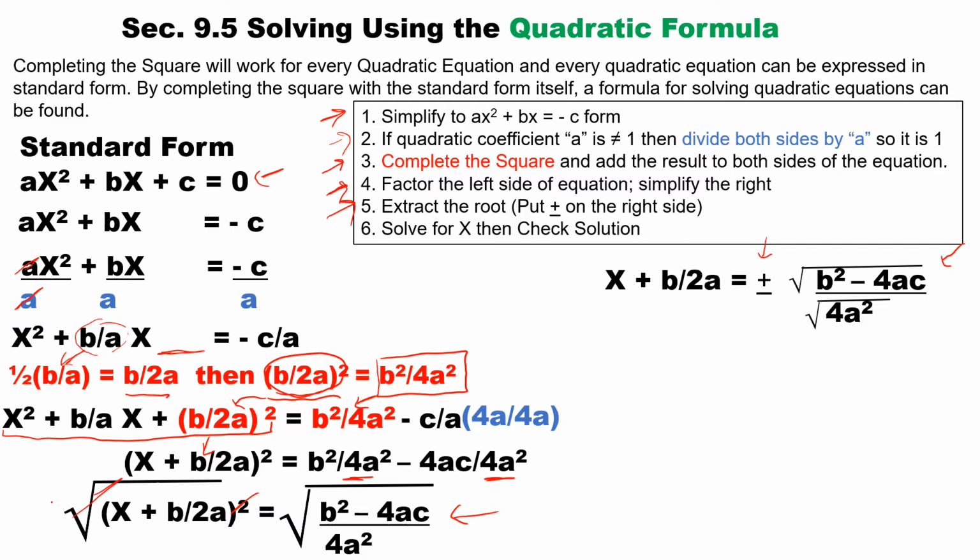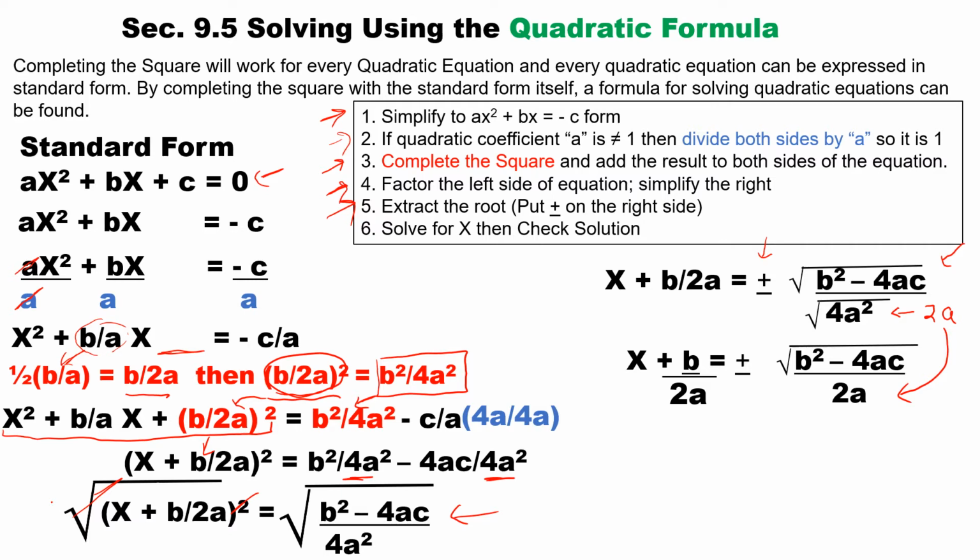So I want to look right here at this square root of 4a squared. Well, the square root of 4 is 2, and the square root of a squared is a. So that can come out of the radical and become just 2a here. And that's all I've done. I've just rewritten this so that it looks like a different form, but it's still a fraction.